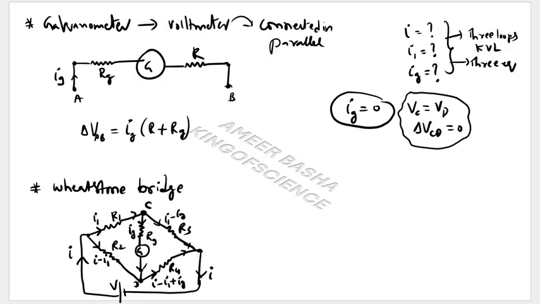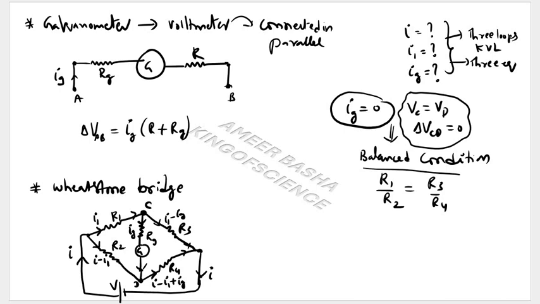This is the condition we generally call the Wheatstone bridge balanced condition. This can be verified very simply. In the balanced condition, R1 by R2 comes out to be R3 by R4. So be careful while solving problems on the Wheatstone bridge. This much is enough to solve the problems.